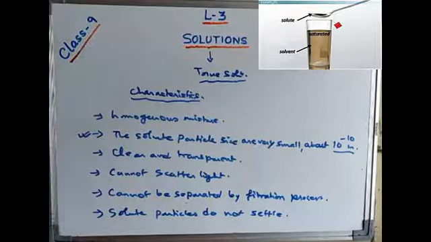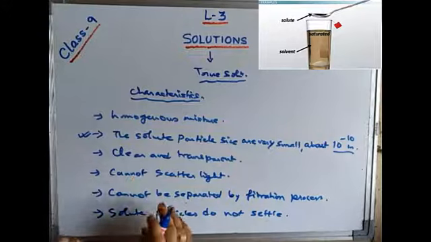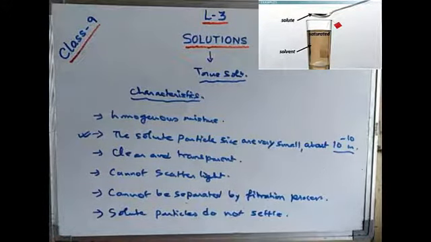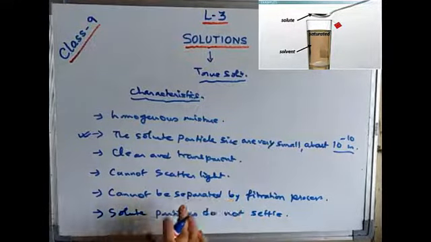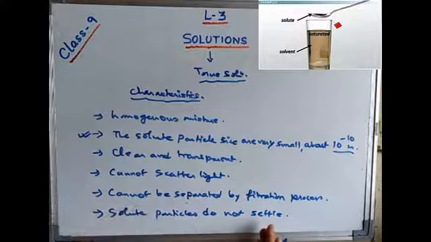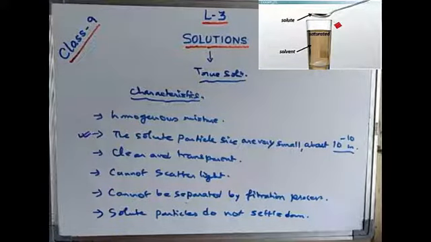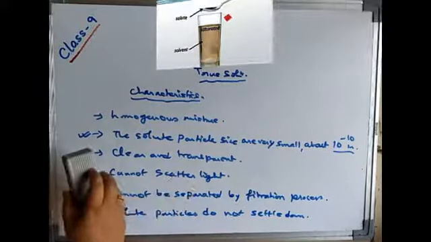So students, from here we come to know the major characteristics of a true solution, which is also known as a solution. They are homogeneous mixtures. Solute particles are so small that the size is measured about 10 to the power -10 meter, and it is very clear and transparent in nature, cannot scatter light, cannot be separated by the filtration process, and solute particles do not settle at the bottom, or you can write do not settle. Okay, so in this way we understand the main characteristics of a true solution, which can also be called a solution.